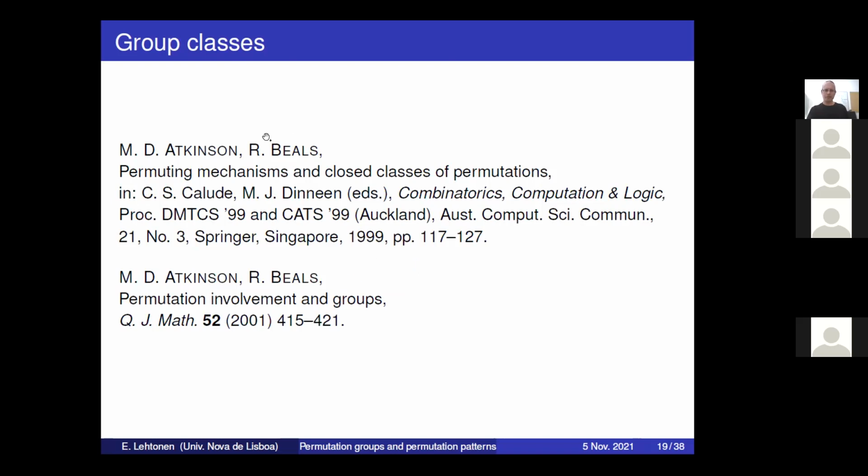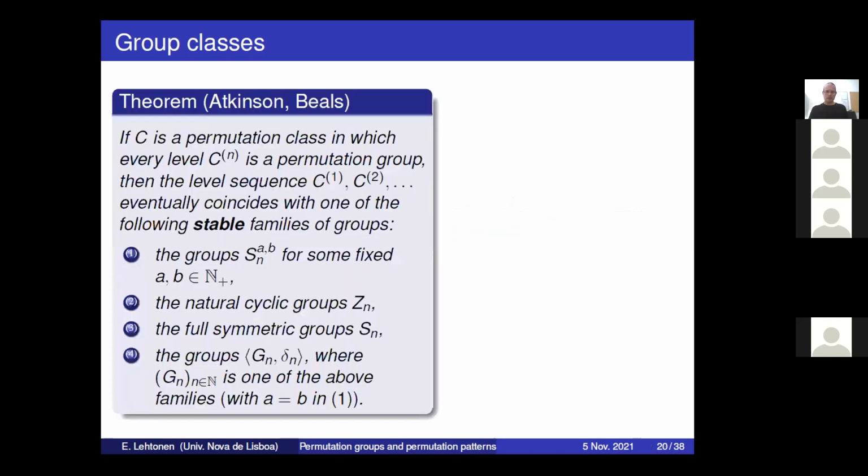In these two papers, Atkinson and Beals were investigating group classes, and they obtained some nice results that I'm now going to review. First of all, they showed what a permutation class in which all the levels are groups looks like. They describe the eventual behavior of such permutation classes.